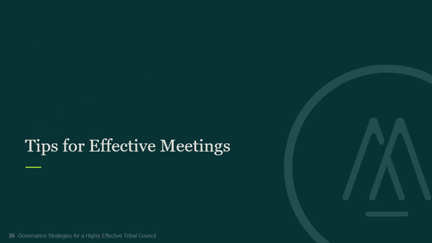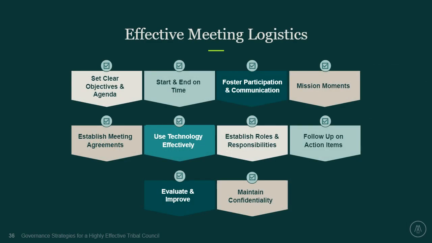Our last section is to talk a little bit about how to have an effective meeting. I think this is a great place for staff and the tribal council, particularly the chair, or if you have a governance committee, to really work on how do we have the best meetings that we possibly can. Some of this stuff might seem a little bit simple, but honestly, there are a lot of governing bodies that miss some of these things.